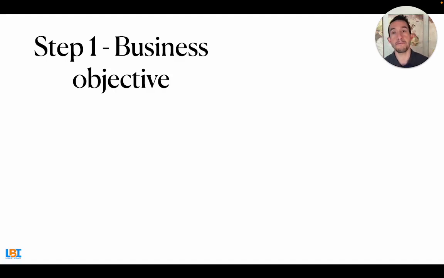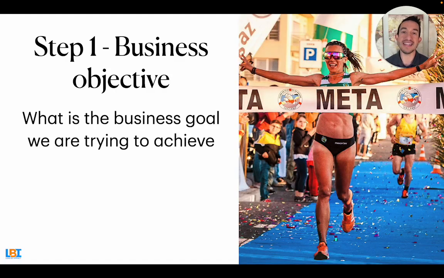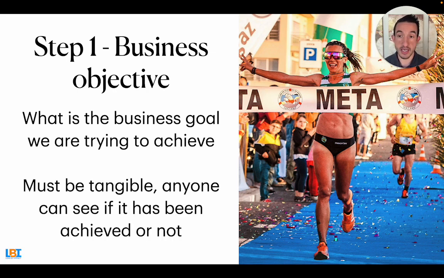So step 1, business objective. What is the business goal that we are actually trying to achieve? How are we moving the business forward? Let's be clear on that first. And it has to be something that's very tangible, right? Anyone can see if it's been achieved or not. It's a yes or no question of whether it's been achieved. So what does that look like?